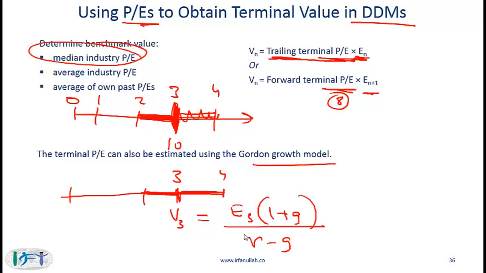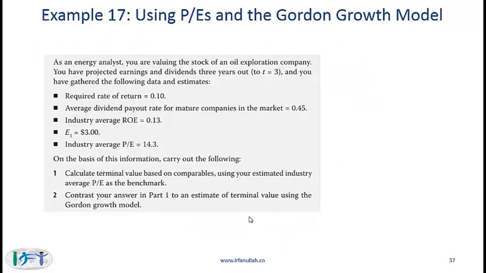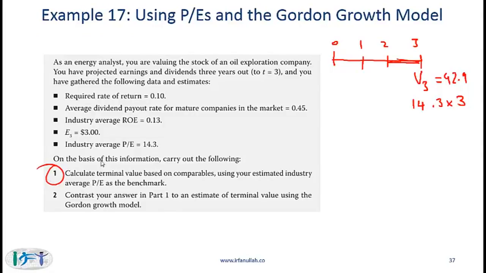And to test whether you've really understood this or not, you need to do this. You cannot pass the exam without being able to solve a question like this. So for part 1, the answer that you should come up with is 42.9. The reason is you are given E3, earnings for year 3, which is $3. And then the industry average PE is 14.3. It's not stated explicitly, but this is the trailing PE. So you multiply 14.3, the trailing PE, with 3 and you get 42.9.